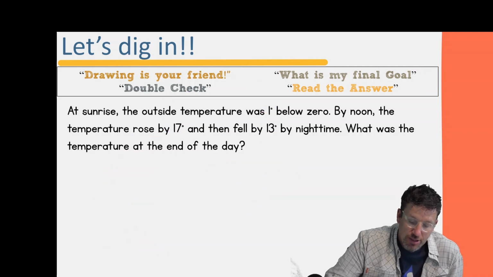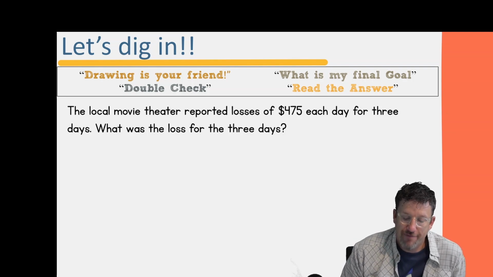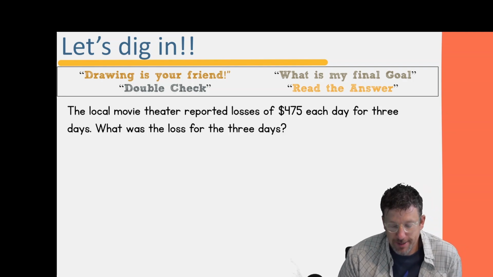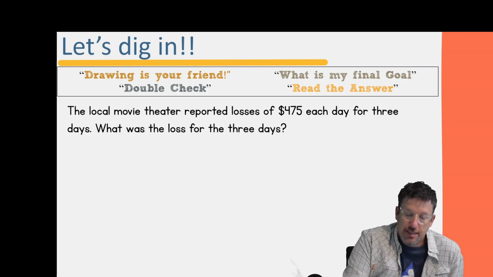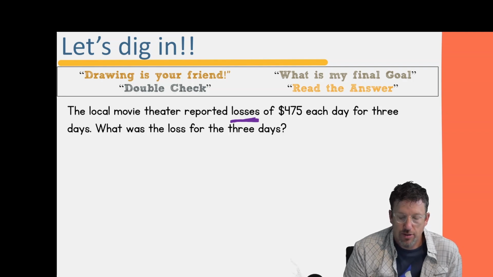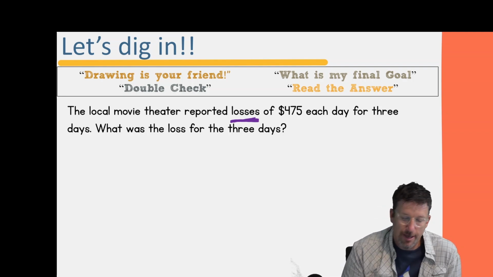Okay. Let's try this next one. The local movie theater reported losses of $475 each day for 3 days. What was the loss for the 3 days? Okay, first of all, let's think about some buzzwords in here. I see a word losses. So if we have money and we lose money, are we going to be going up or down? Well, losses means we're going to go down. And when we make a number smaller, we're either going to be dividing or subtracting. So let's just focus on that right now.